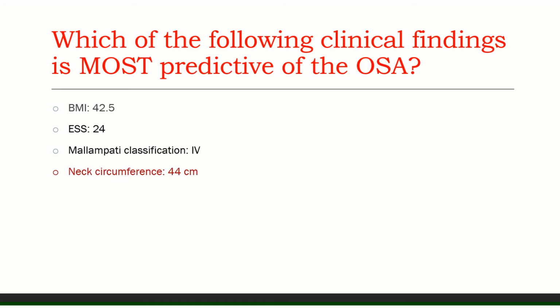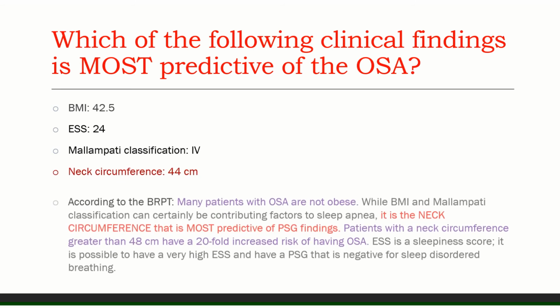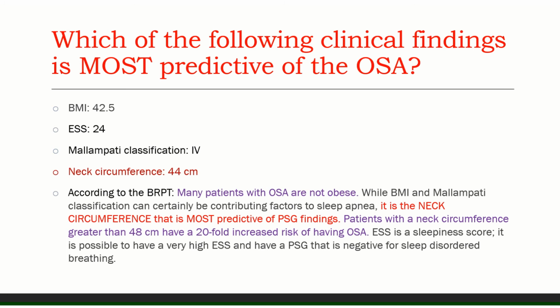Neck circumference of 44. Why? Because according to the BRPT, many patients with OSA are not obese. Okay, many patients with OSA are not obese. While body mass index and Mallampati classification can certainly be contributing factors to sleep apnea, it is the neck circumference that is most predictive of having OSA.